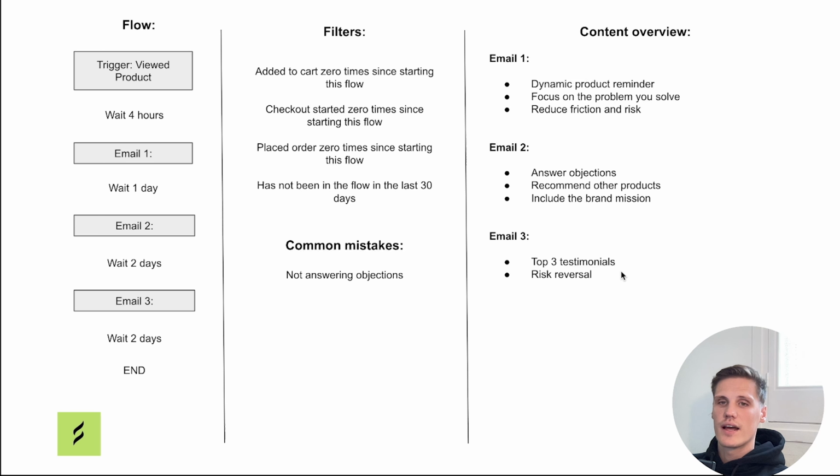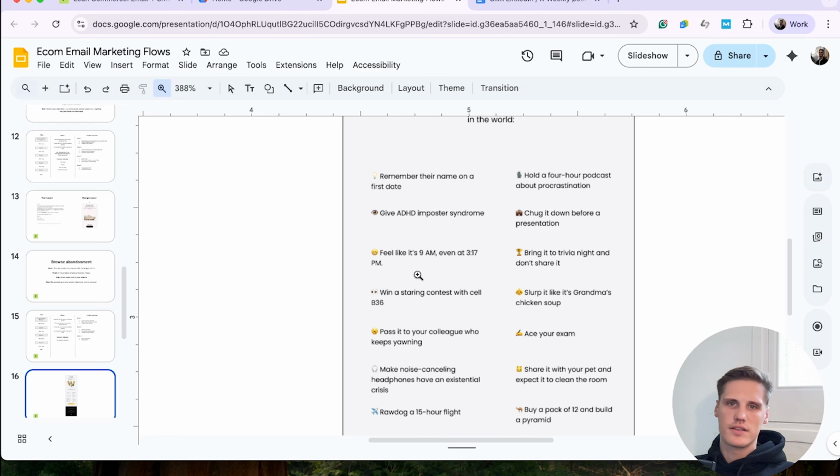If you're unsure about Newtonic, here are some things you can do with the #1 productivity drink in the world. Remember their name on the first date, give ADHD imposter syndrome, feel like it's 9 a.m. even if it's 3:17 p.m.